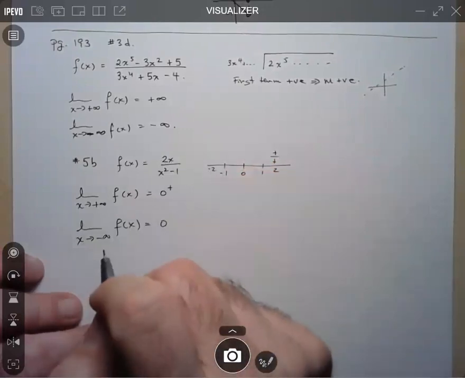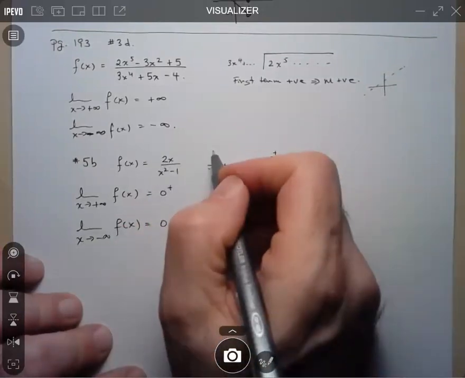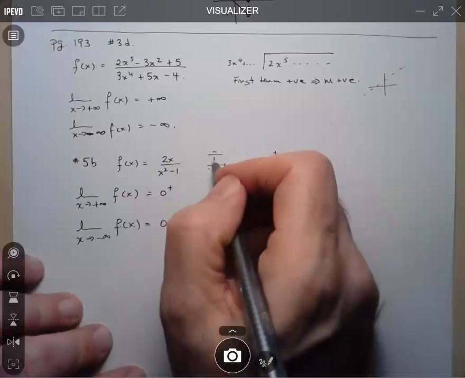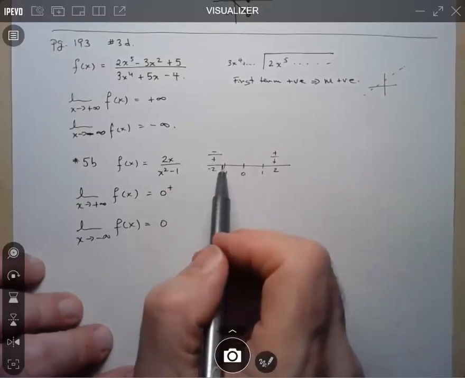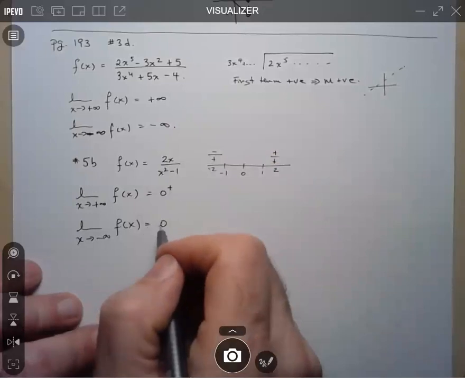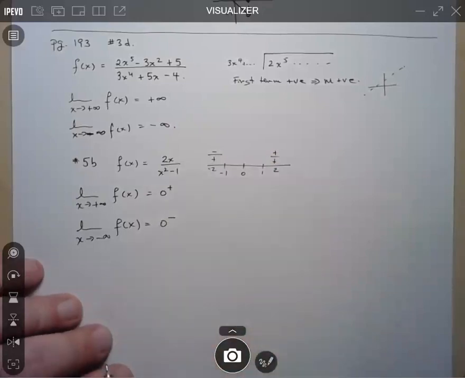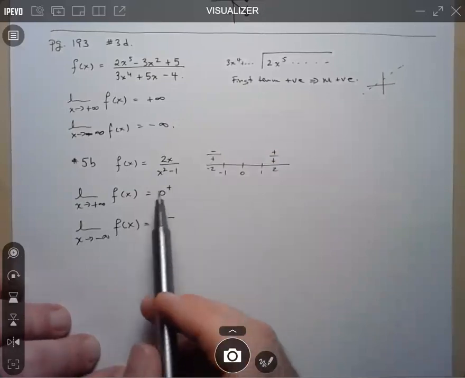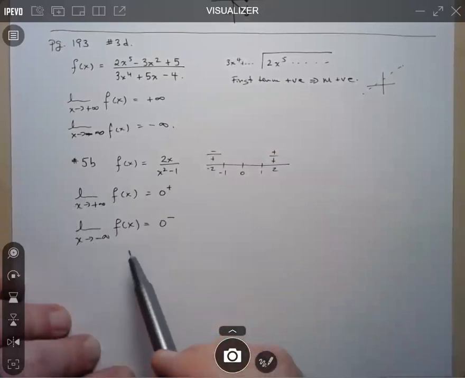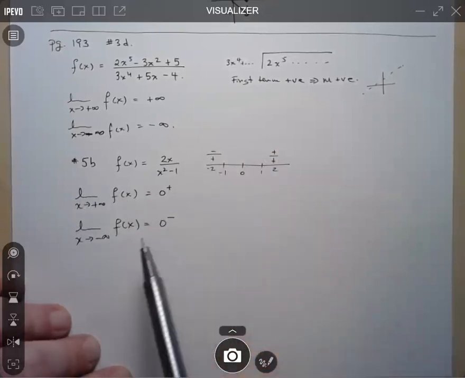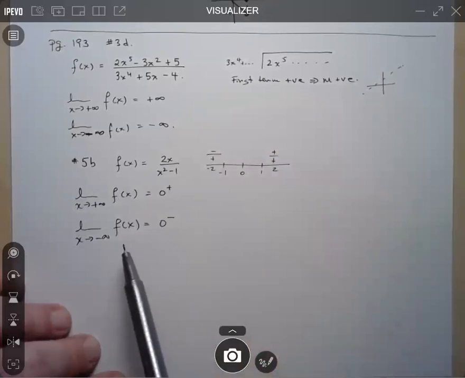Let's stick in a -2. So 2 times -2 is negative, but -2 squared is 4, minus 1 is positive. So that means to the left of -1, it's always negative. So that means it must be approaching 0 from the negative side. Okay. So you see here how I'm recycling not only my old notation, but our old tricks for determining the sign of a rational function.